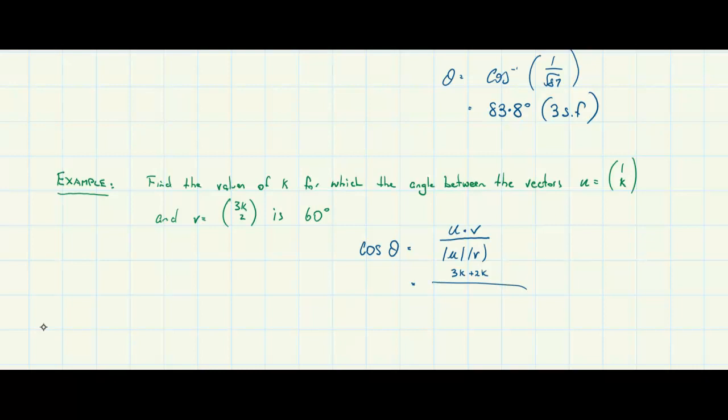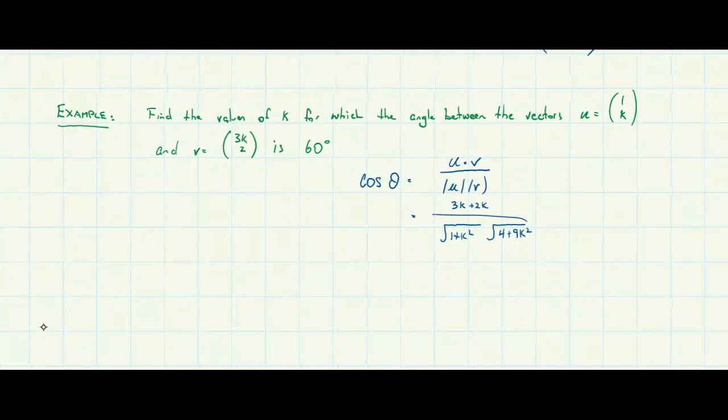Now my magnitude here of u is the square root of 1 plus k squared, and my magnitude of v is the square root of 4 plus 9k squared. Right, fair bit going on here. Cos theta equals, now I'm told that the angle is 60 degrees. Right, find the values of k. There's a little tip there. We might be looking at more than one.